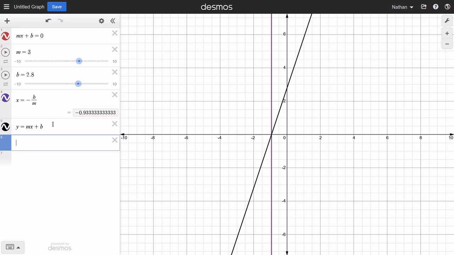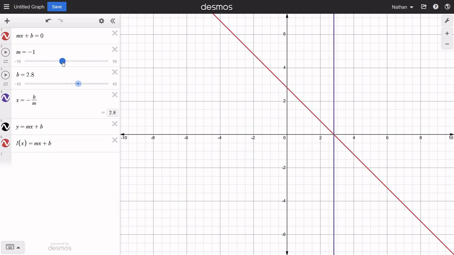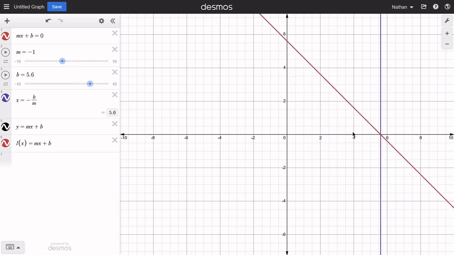Of course, this can also be written as function notation. So I could use f. I'm going to use L of x here since we're talking about a linear function. And again, it's the same line. I haven't changed anything there. Of course, I can change the slope around and change b around, and that changes where the solutions are. 5.6 is the solution for this linear equation problem. But they're all the same solution. Again, the green crosses it, the black line crosses it, the purple line and the red line are the same thing there. They're all just solutions to that problem.